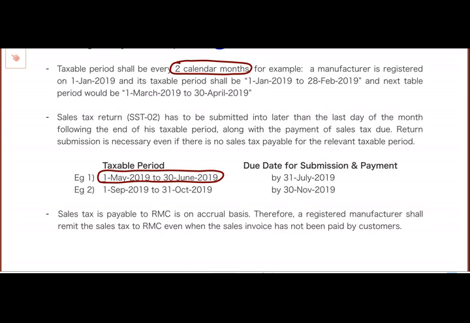And you have to remit the sales tax to customs by the end of the following month. So if your period is May to June, then you have to submit the sales tax by 31st July. If let's say your period is 1st of April to 31st May, then you have to submit the sales tax by when? 30th of June. So just remember, 2 months, the sales tax is due, payable by the end of the following month. Now, that's how the period works.